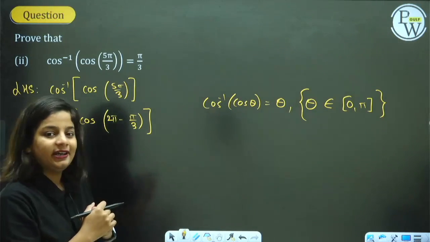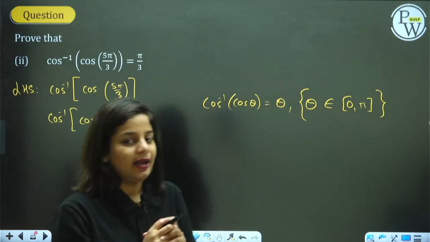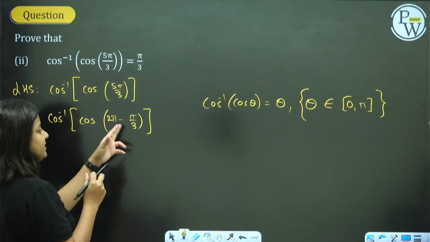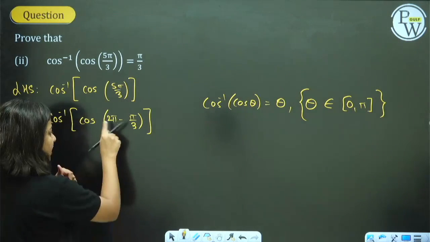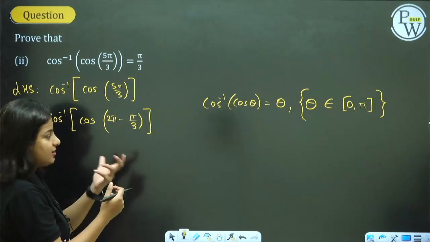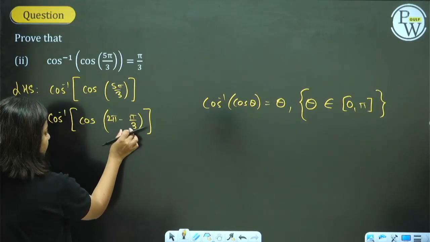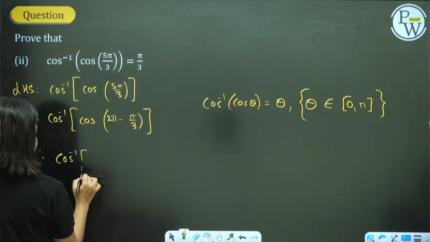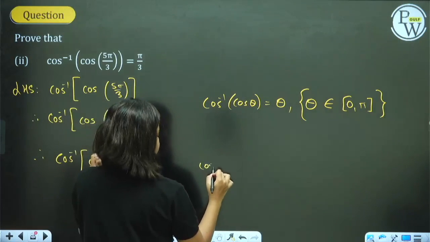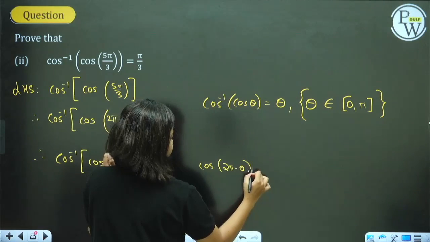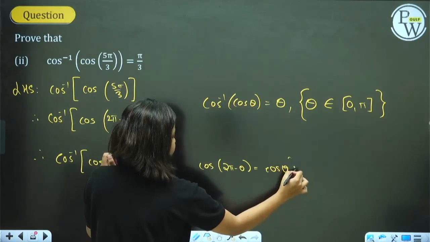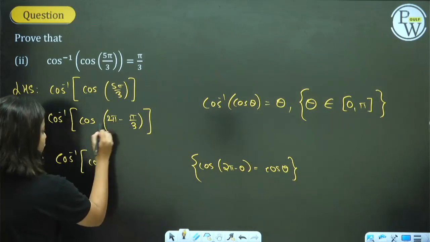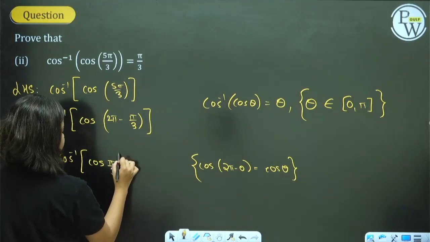So in order to bring it in 0 to pi, I am doing all this. So just check. I have written it as 2 pi minus pi by 3. I cannot write it as pi minus pi by 3. That is not giving me 5 pi by 3. Cos inverse of cos. What is cos of 2 pi minus theta? Isn't it cos theta? Fourth quadrant, and in the fourth quadrant cos is positive. So cos of 2 pi minus pi by 3 is cos pi by 3.